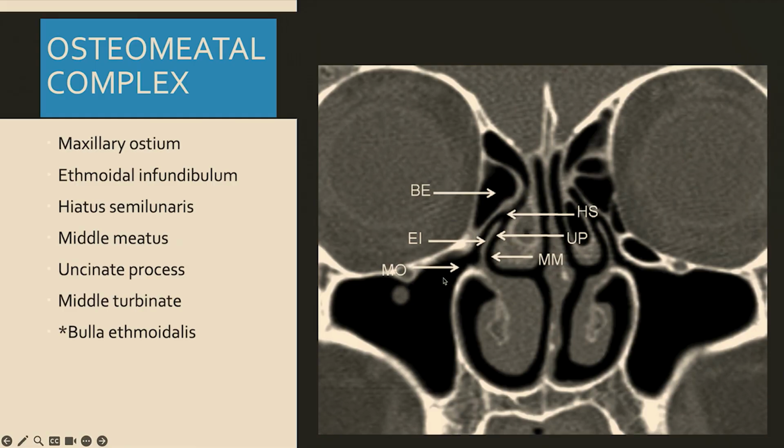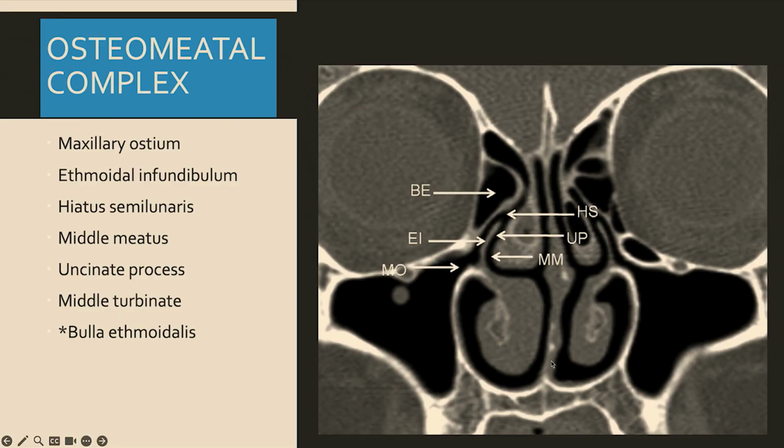Some more anatomy here. This is the maxillary ostium, the ethmoid infundibulum, uncinate process, hiatus semilunaris, middle meatus. This is the ethmoid bulla that we saw was the posterior wall of the frontal sinus drainage pathway. That's the ethmoid bulla right there, bulla ethmoidalis, okay? So as we know, the maxillary sinus drains into the middle meatus, the frontal sinus drains into the middle meatus, and the anterior ethmoids drain into the middle meatus, all three of those into the middle meatus.